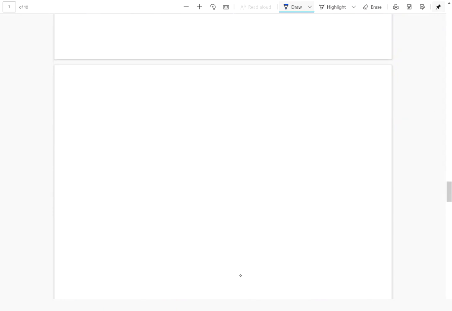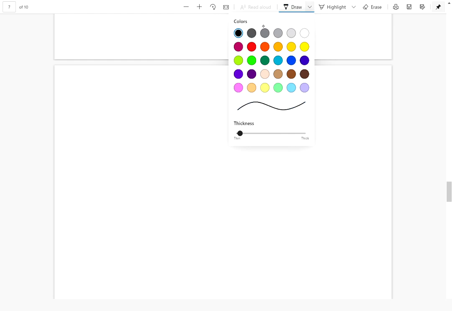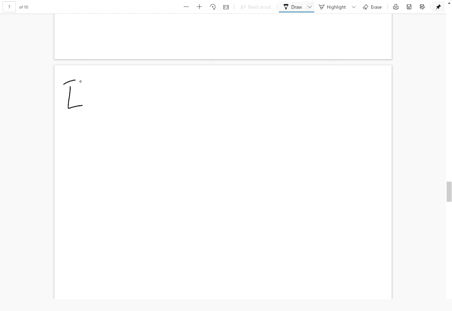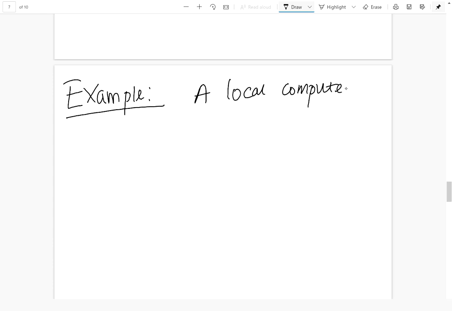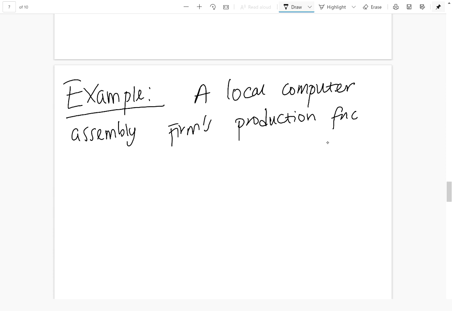So if, for instance, we have an example. There's a local computer assembly firm's production function. You should be used to this term by now. When you hear production function, you should be thinking Q is equal to some function of L and K.